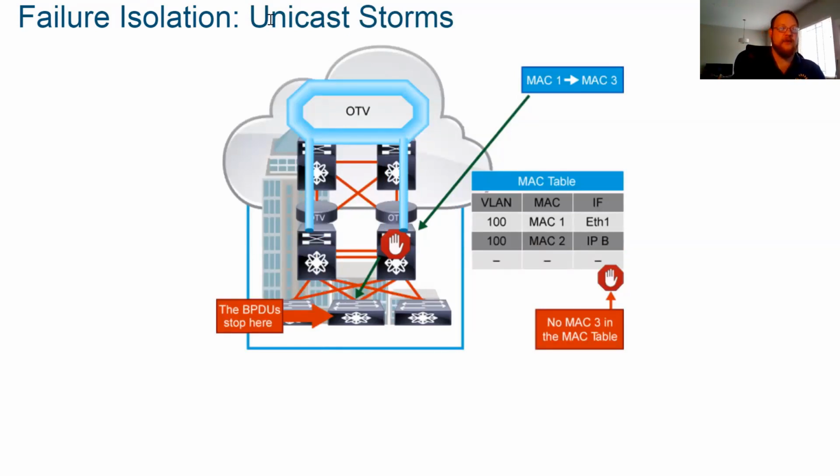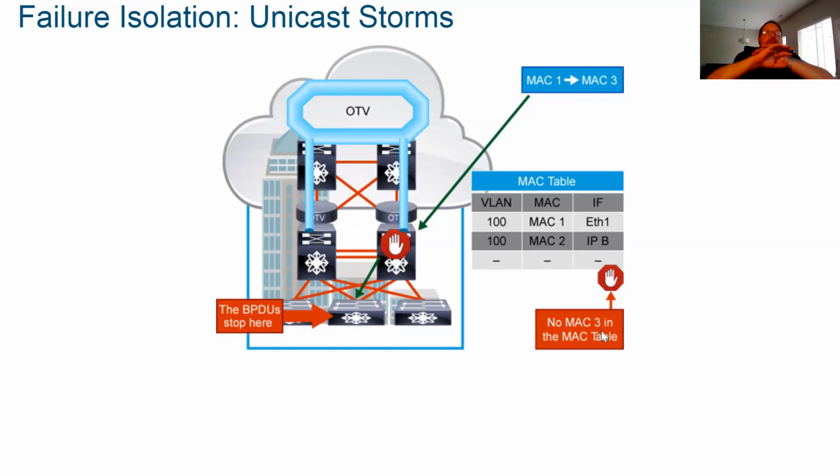The unicast storms. So again, BPDUs stop here. The point of this is, see how I don't see MAC address 3 right here? MAC address 1 is trying to talk to MAC 3. Well, what normally happens if we can't find something, PJ? We normally flood that out to everybody. Oh no, could that create another broadcast storm? Or in this case, a unicast storm? Absolutely. Not a fan of that.